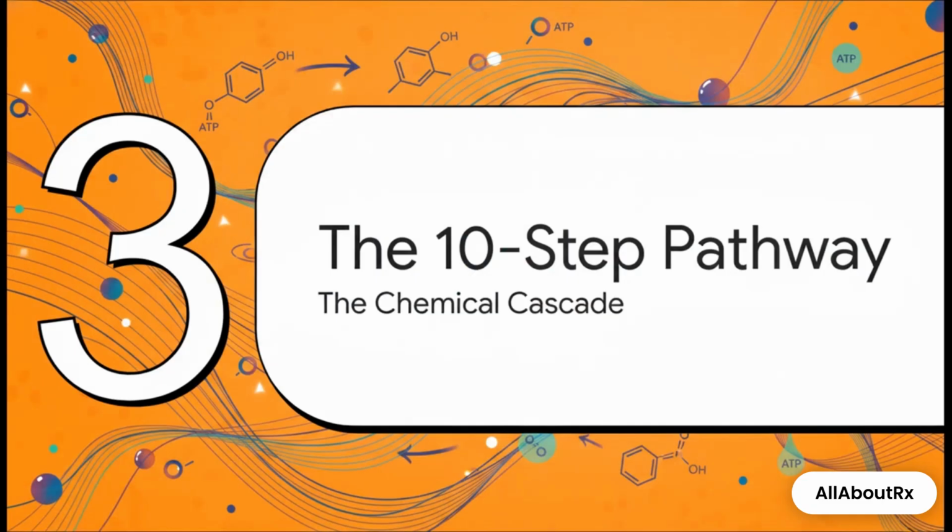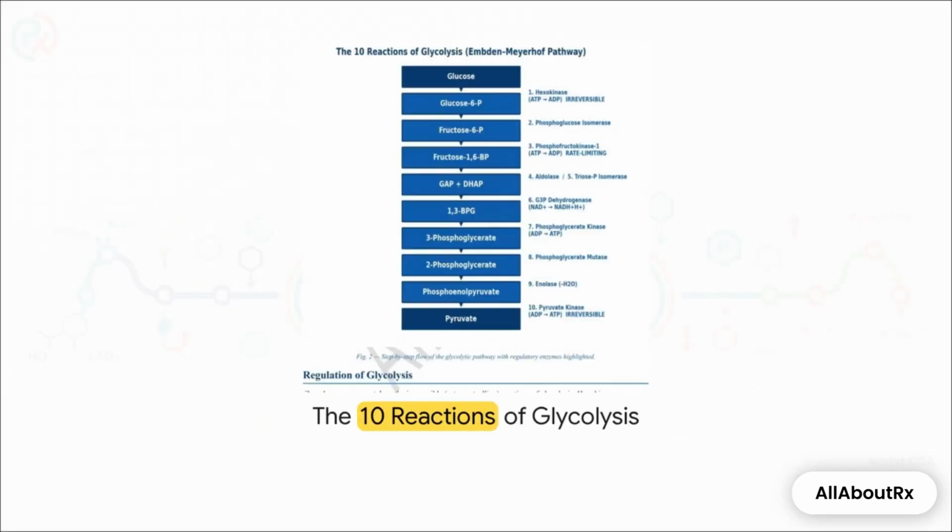Section 3. The 10-step pathway, the chemical cascade. Okay, let's trace this beautifully detailed chemical cascade. Glucose enters and is immediately phosphorylated into glucose 6-phosphate, which traps it inside the cell. As you follow the 10 steps, you'll see that 6-carbon molecule eventually split into 2 3-carbon units. We see our first energy-conserving step, substrate-level phosphorylation, where ATP is actually produced, all the way down to our final product, pyruvate. It's an incredibly elegant, highly organized sequence.